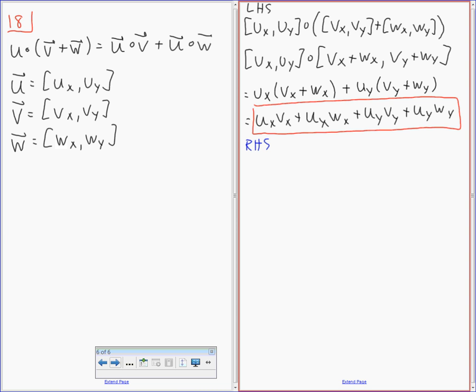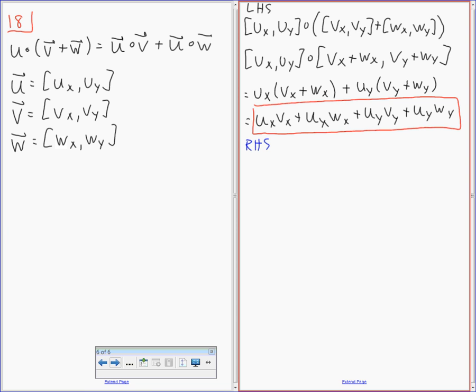This might sound really stupid, but why don't you just FOIL the U into the V and W bracket? Because it's dot. We don't know. We're trying to prove that actually works. So it says to use components. Like you can't just automatically say that's the case. That's what we're showing.